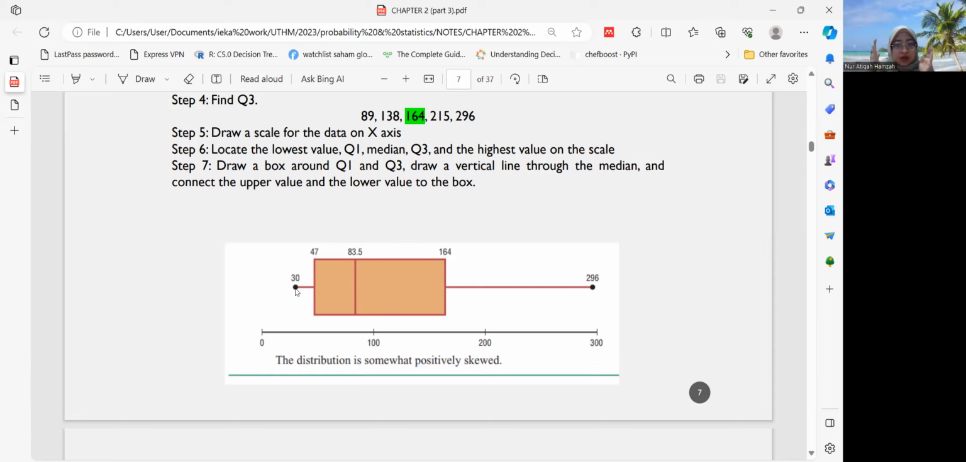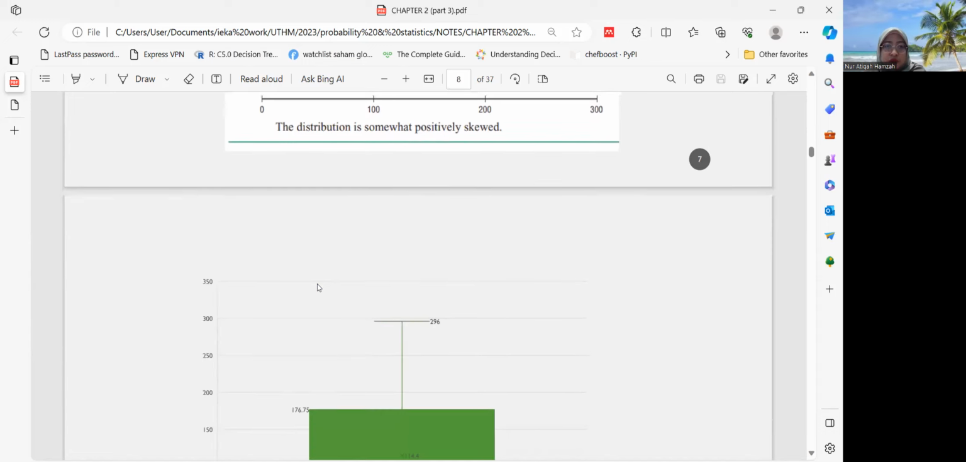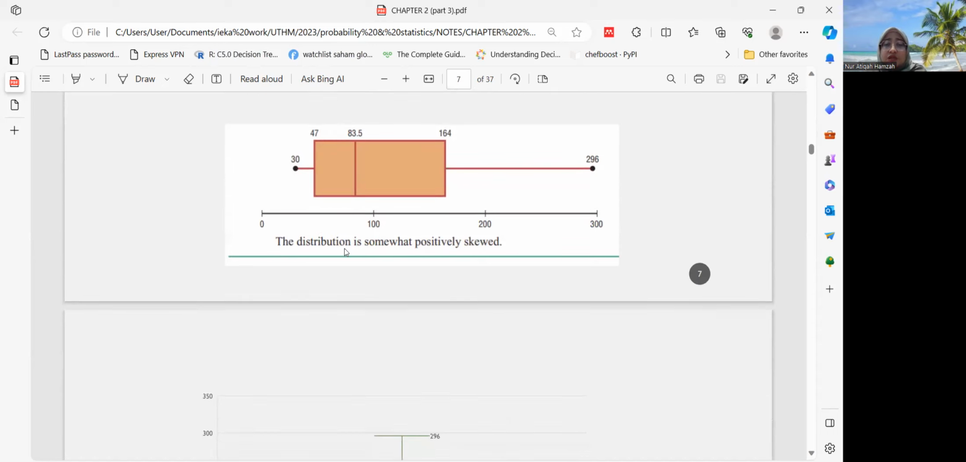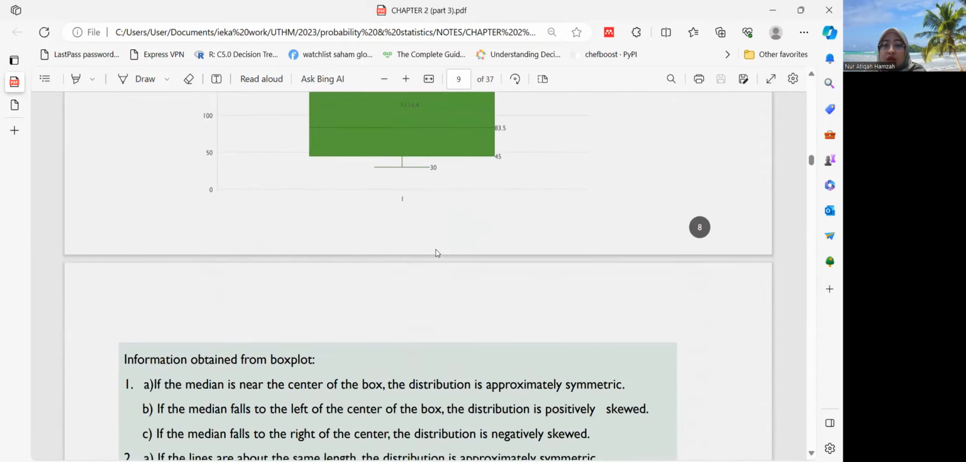So, awak kena betul-betul tengoklah. Janganlah jarak dia kat sini jauh tapi awak lukis terlalu dekat pula dia punya vertical line, dia punya horizontal line. Okay, you kena tengok betul-betul macam mana you nak placekan jarak antara the max value and the Q3, and the minimum value with the Q1. Okay, you can see the distribution is somewhat positively skewed.